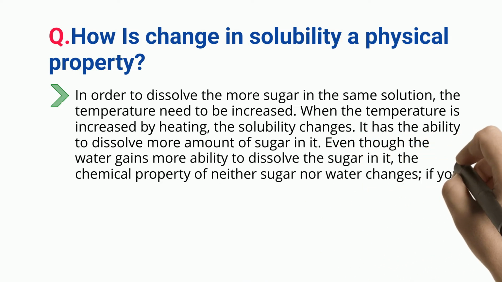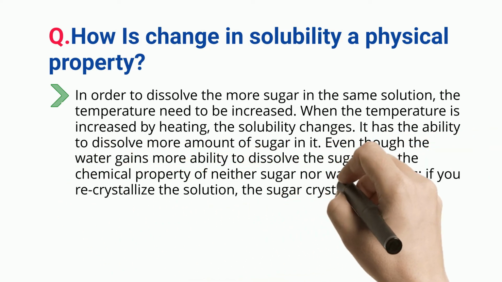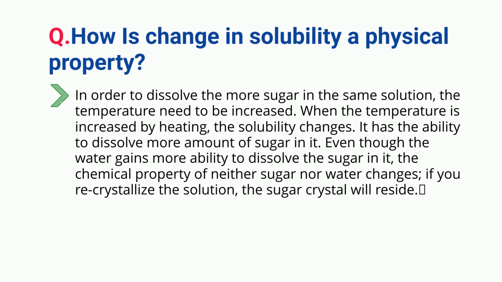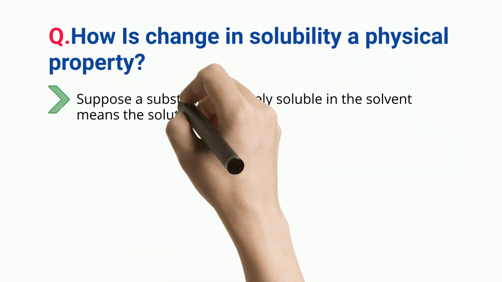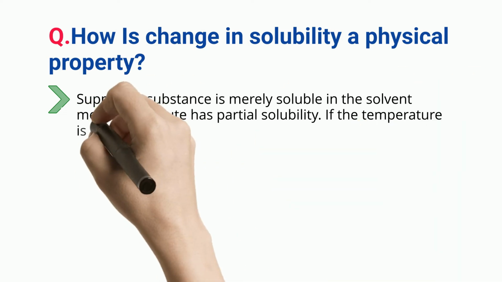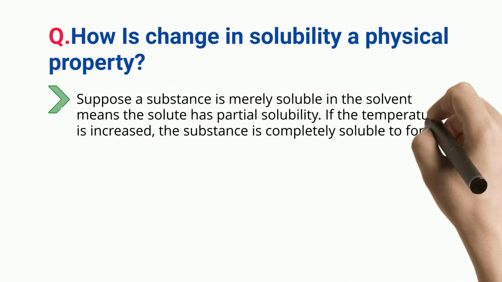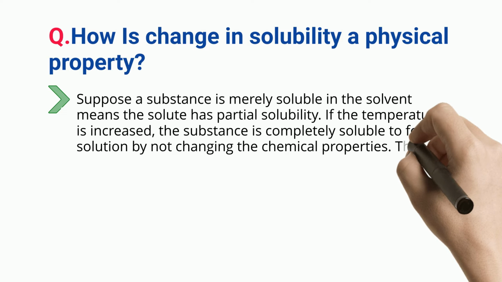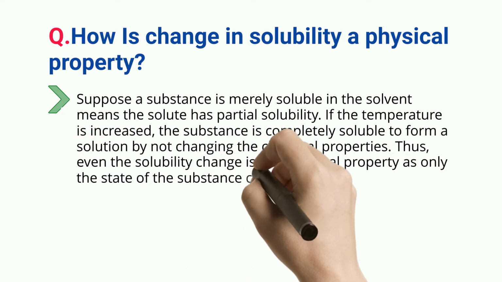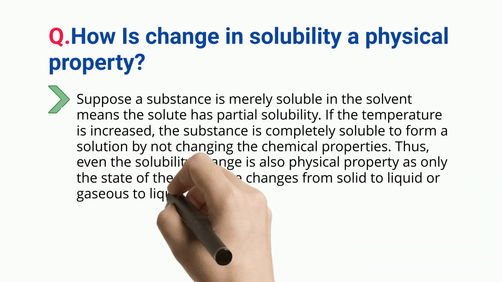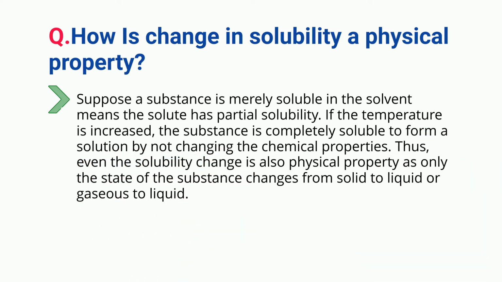Even though the water gains more ability to dissolve the sugar, the chemical property of neither sugar nor water changes. If you recrystallize the solution, the sugar crystals will reside. Suppose a substance is merely soluble in the solvent, meaning the solute has partial solubility. If the temperature is increased, the substance is completely soluble to form a solution without changing the chemical properties. Thus, even the solubility change is a physical property, as only the state of the substance changes from solid to liquid or gaseous to liquid.